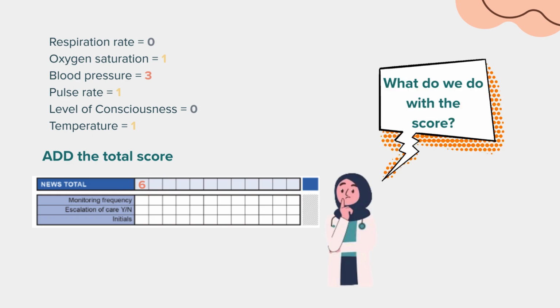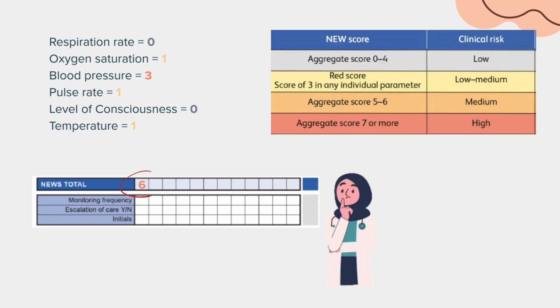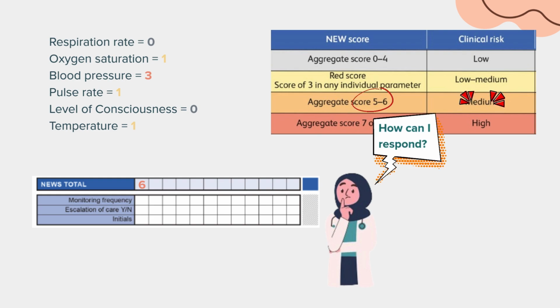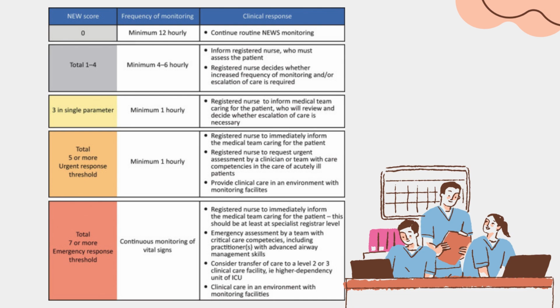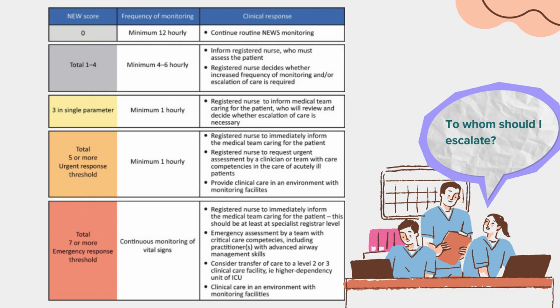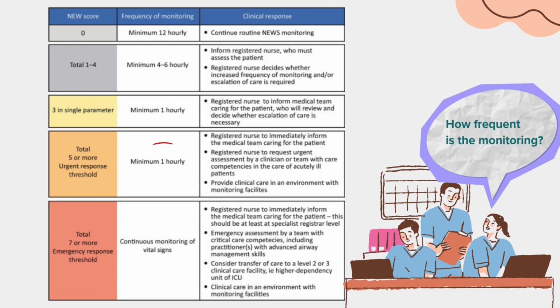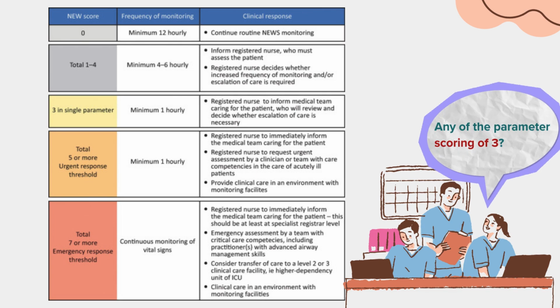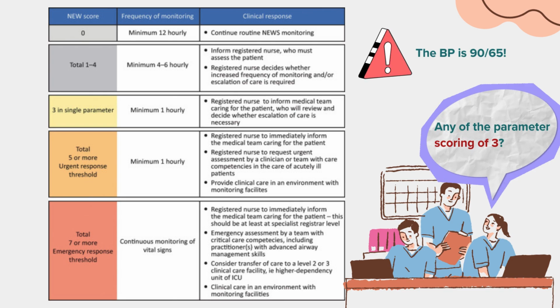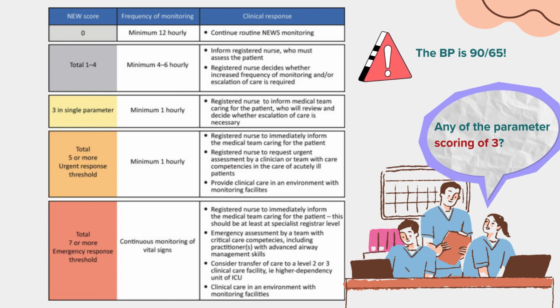So, what do we do with the score? Looking at this table, the clinical risk for an aggregated score of 5 to 6 is medium. How can I respond to a NEWS of 6 with a medium clinical risk? Looking at this table, it prompts us to escalate. And how often do we do the monitoring? Next thing to note, are there any of the parameter scoring of 3? In the scenario, the patient's BP is 90/65, scoring 3. Respond, escalate and monitor accordingly.